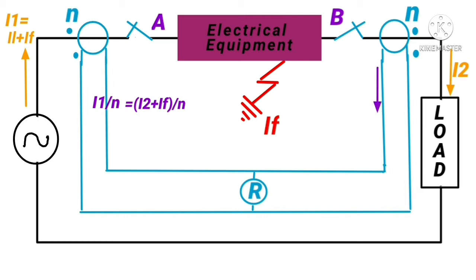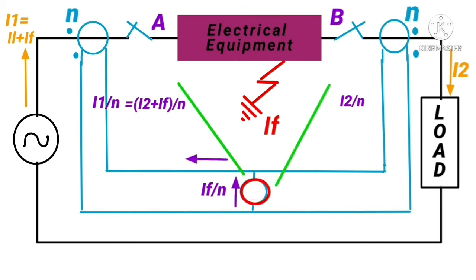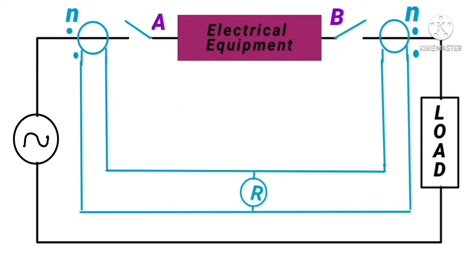In this case, the primary currents in the two CTs will be different. Now consider the secondary current of the load side CT, which is I2 by N. So obviously there is a difference in the secondary currents of the CTs, and there will be a tendency for current to flow through the relay. The relay will be energized, and as soon as it detects the fault current, it can issue a trip command to both circuit breakers and isolate the protected equipment from both ends.